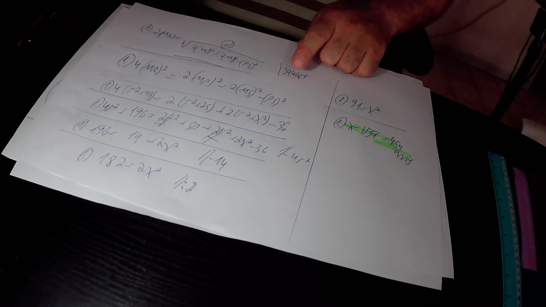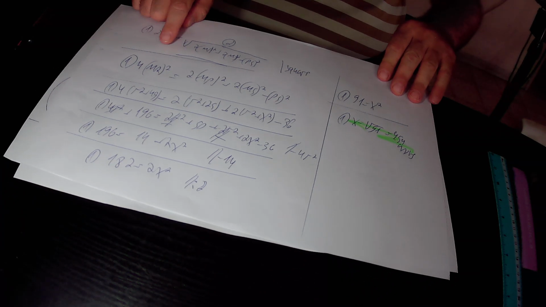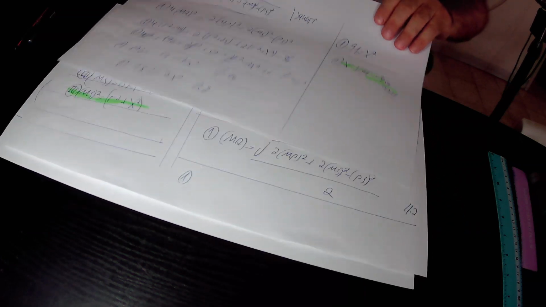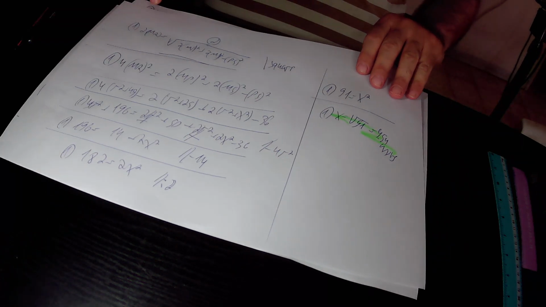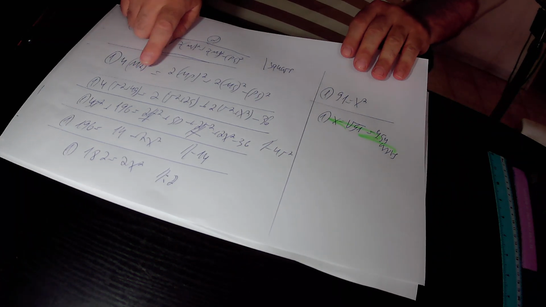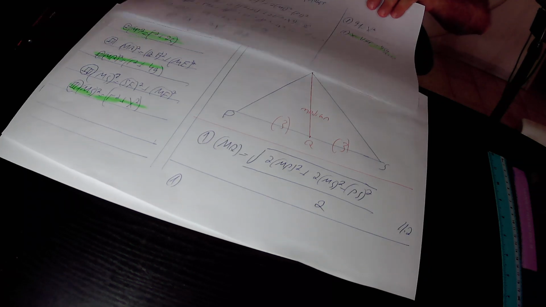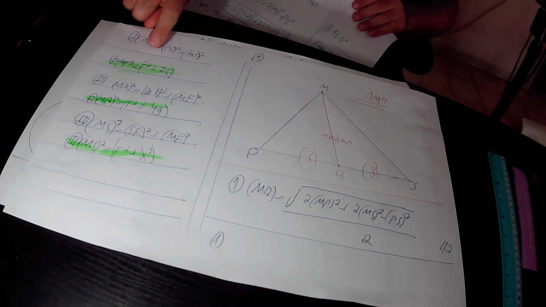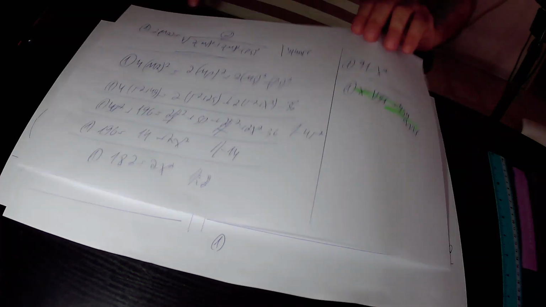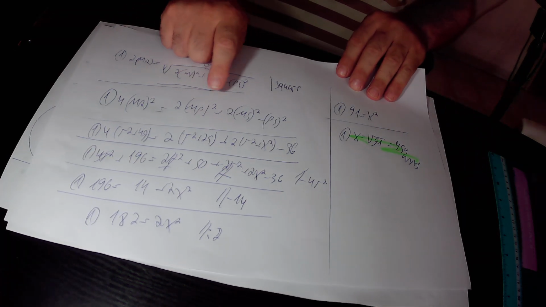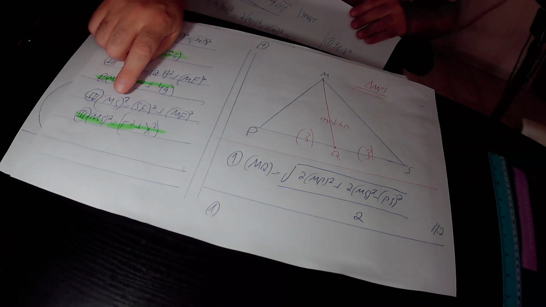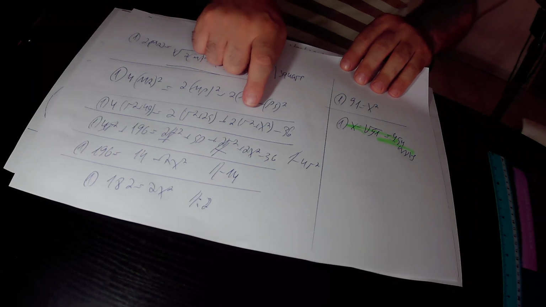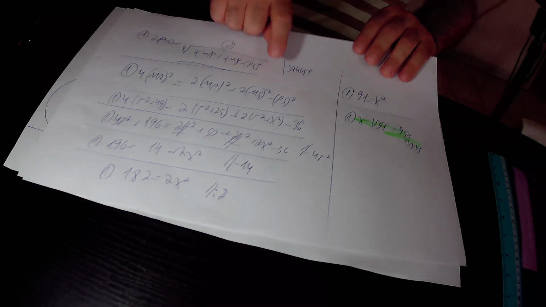So we have 4MQ squared, but according to equation 2, MQ squared equals r squared plus 49. Therefore, we substitute MQ squared here by r squared plus 49, and it is equal to 2MP squared. According to equation 1, MP squared equals r squared plus 25. Therefore, we substitute MP squared here by r squared plus 25, and we have also 2MS squared. According to equation 3, MS squared equals r squared plus x squared. Therefore, we substitute MS squared here by r squared plus x squared, and we have also minus PS squared.